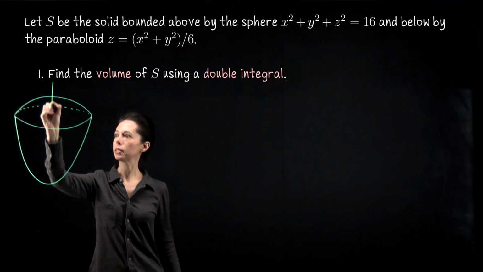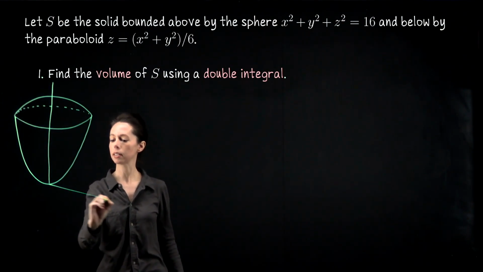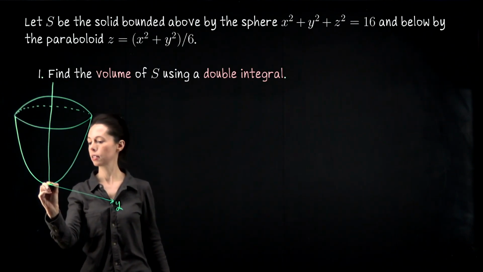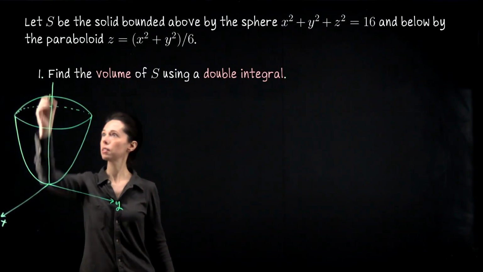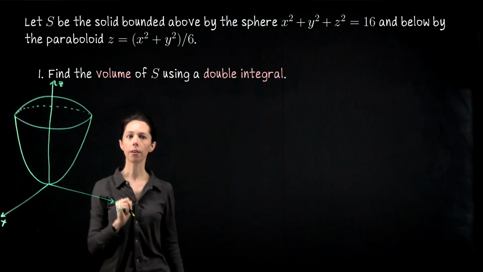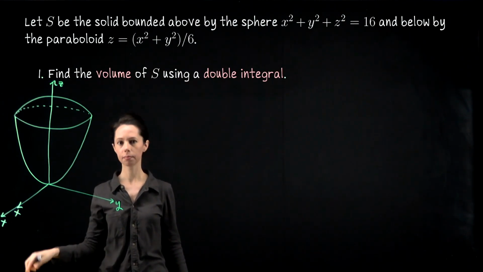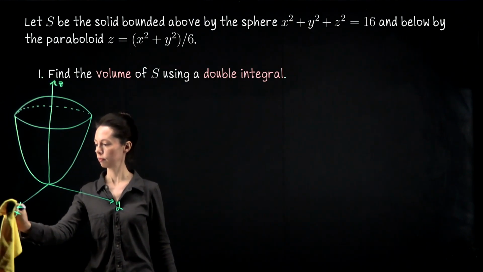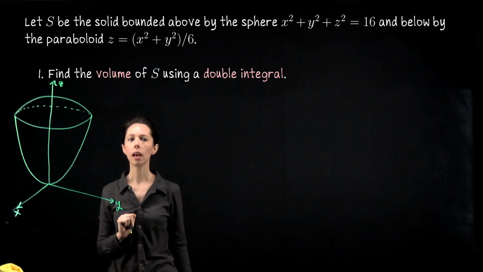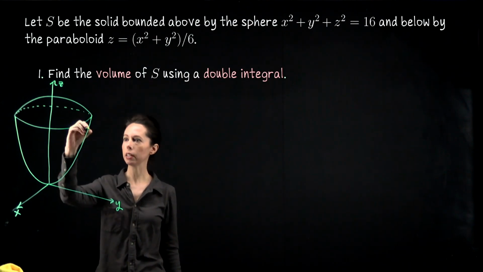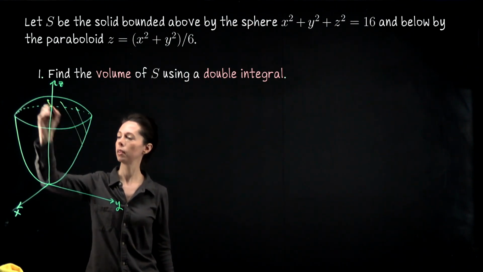So I add my axes here. We have the z-axis, this is the y-axis, this is the x-axis, like so. My x-axis went off the screen. And the solid in particular is this region in here.